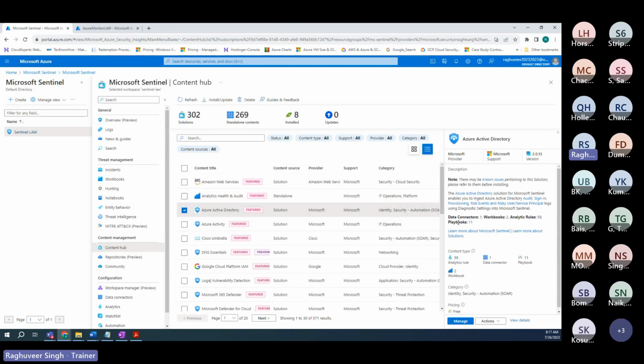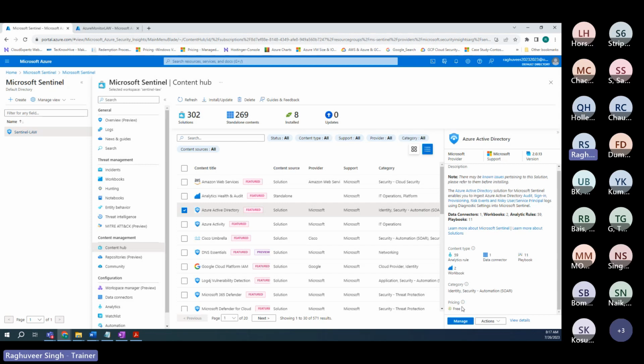What they have done is consolidate everything related to Azure Active Directory, which includes a data connector, 11 playbooks, 2 workbooks, 59 analytics rules. That's what they have done. And they have also given you the pricing, which is free. So the majority of the solutions that you see here are available free of cost.